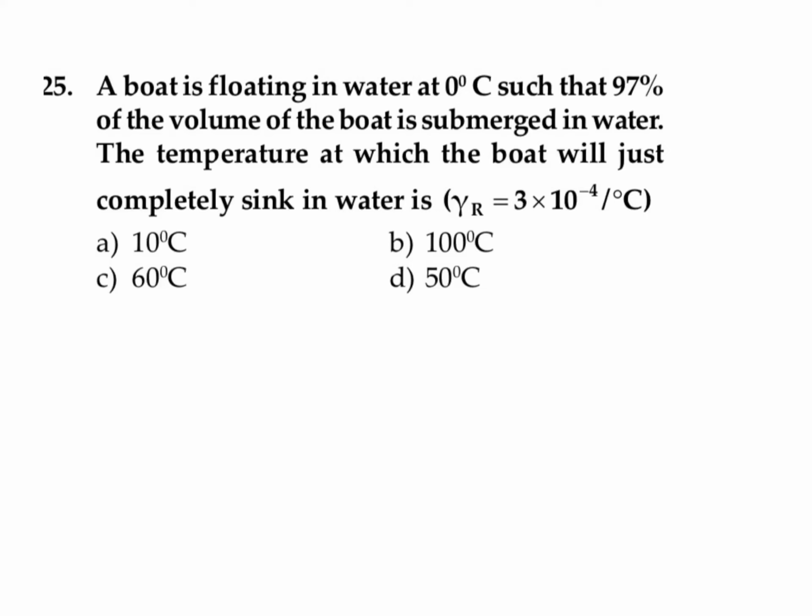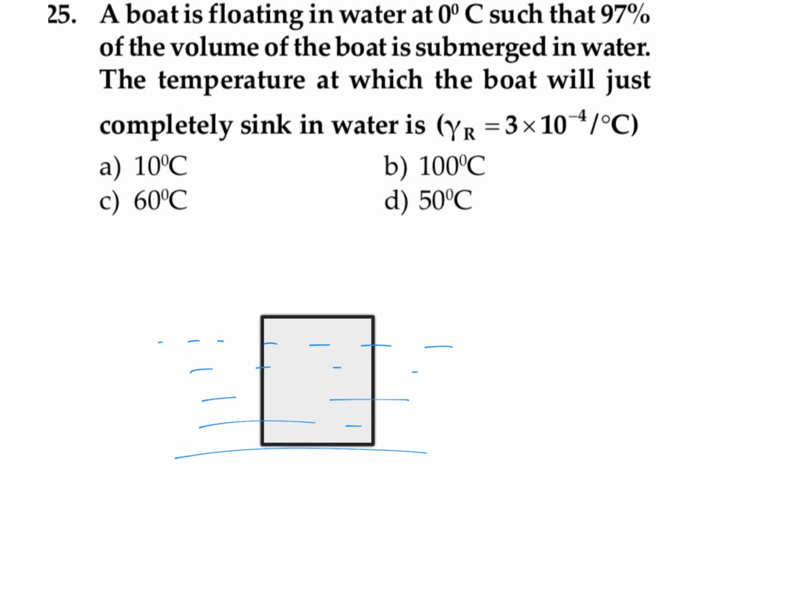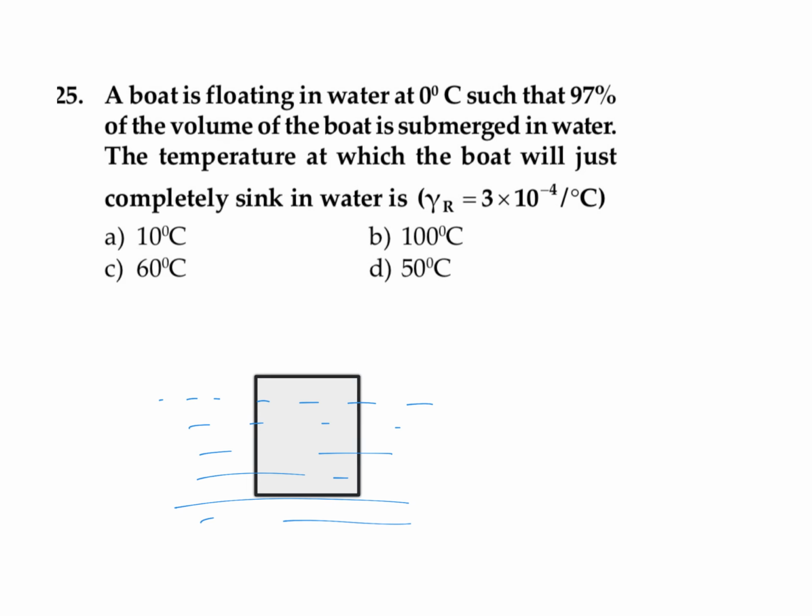It is given that a boat is floating in water at 0 degrees Celsius such that 97% of its volume is submerged in water. So we can just consider that a boat or an object is in a liquid. When an object is in a liquid, this liquid is going to exert a force that is known as the upthrust, or the buoyant force. So buoyant force is acting on this object by water.